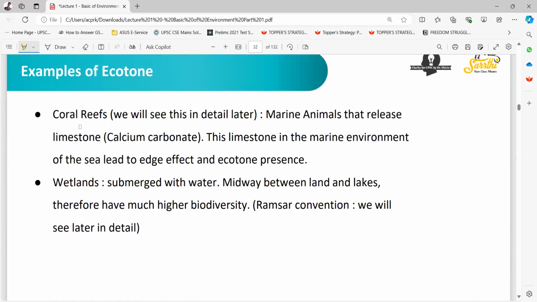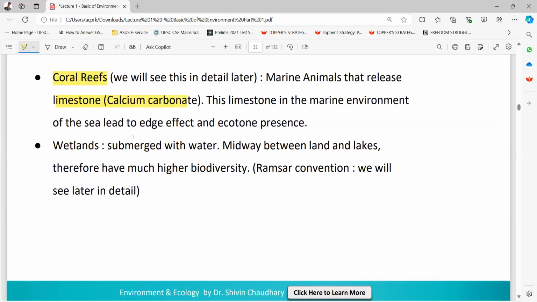Examples of ecotone: coral reefs. We will see this in detail later. Okay. Coral reefs: marine animals that release limestone, calcium carbonate. This limestone in the marine environment of the sea leads to the edge effect and ecotone presence. Wetlands. The next example of an ecotone is wetland, submerged with water, midway between land and lakes.